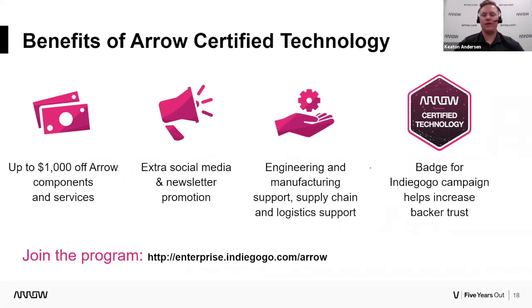So if you say, hey, I've actually got a product that's pretty close, I'd just like someone to talk to about how do I get this built? Who might I want to talk to? That's another area to go. And then there's the additional pieces of up to $1,000 off components on arrow.com, as well as those extra social media features.